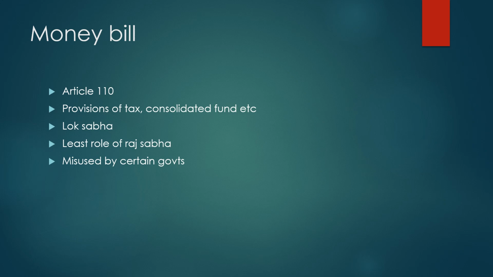It is said that the money bill is misused by certain governments. They give the example of the Aadhaar Act, because the government said there are certain provisions related to money, for example, when we need your Aadhaar number, the government can send you money for the beneficiaries. So it is a money bill. The money is taken from the Consolidated Fund of India. In the Aadhaar judgment, the Supreme Court ruled 4-1 in favor of the government, but it is said that it was misused. The present Chief Justice of India, Sir Chandrachud, was the only judge who was against this judgment. So there are concerns that the provisions of the money bill can be misused.